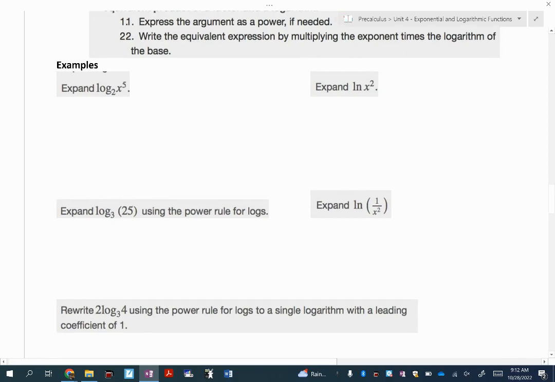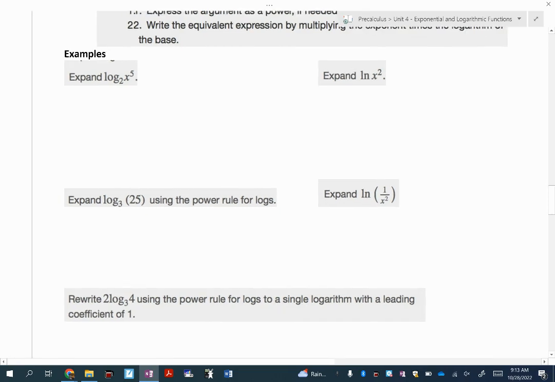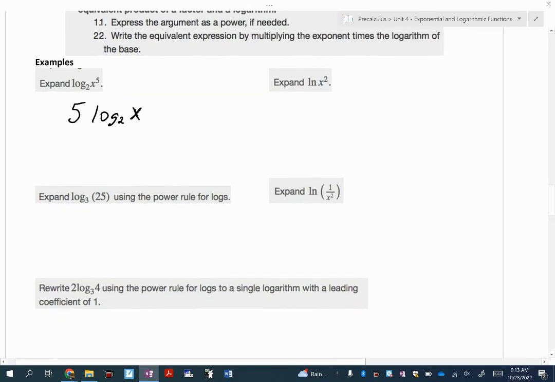So this is one of those where it doesn't seem like it's that big a deal, but it's probably the most important just because of what it will allow us to do in the next lesson. So we have log base 2 of x to the 5th power. So this is going to be 5 times log base 2 of x. Okay, so it's going to move to the front. Same with this one. The 2 is going to move to the front. So we're going to have 2 times the natural log of x.